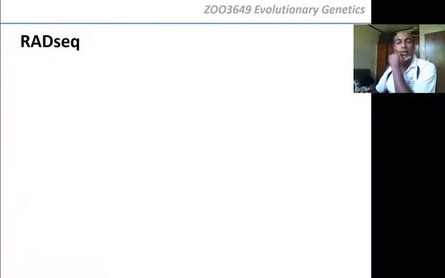I want to deal a little bit more with RAD-seq and GBS in this lecture, and then we'll finish off the lecture, and we will continue with whole genome, the big one, the whole genome sequencing in the next lecture. But let's quickly go through RAD-seq. You do know this from 2544, okay? But we're going to go through it again.